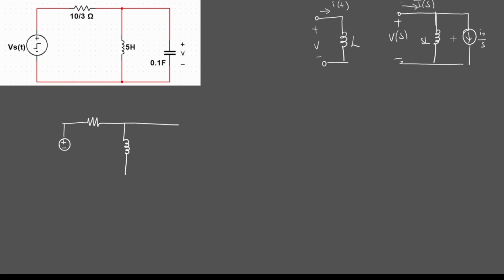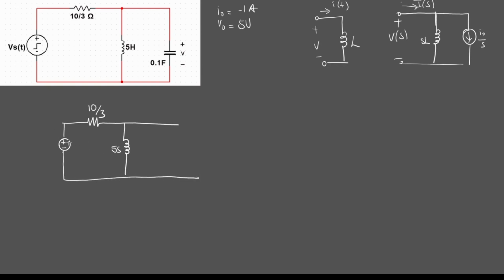We already know I0 is minus 1 amps, and V0, I'm assuming, was 5 volts. Right? That's correct. Okay, so we have our inductor SL, so that's S times 5, so that's 5S. This is 10/3, since resistors stay the same value.